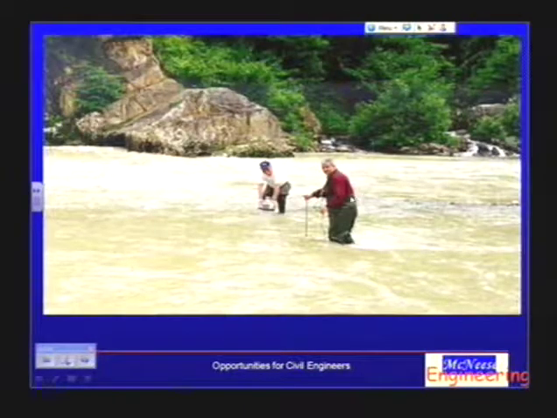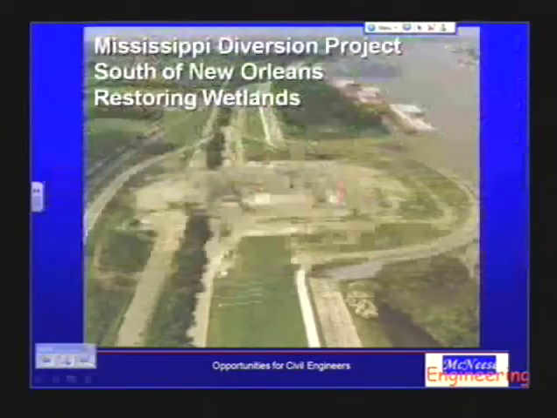Okay. And we have water flowing in the rivers. We're wondering how much water is going down the river, so these guys are measuring the water going down the river.